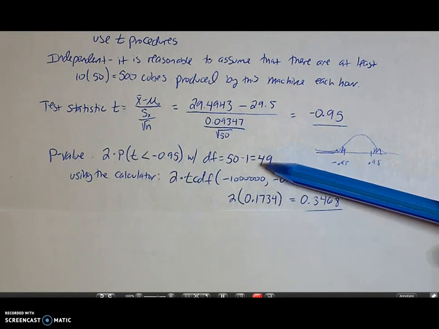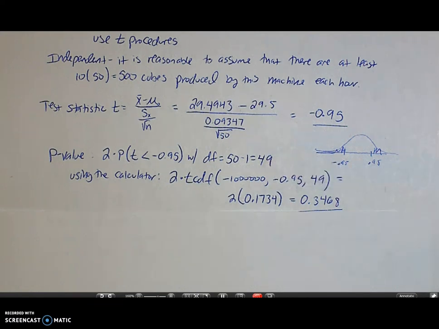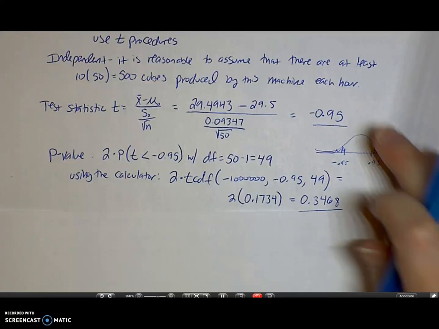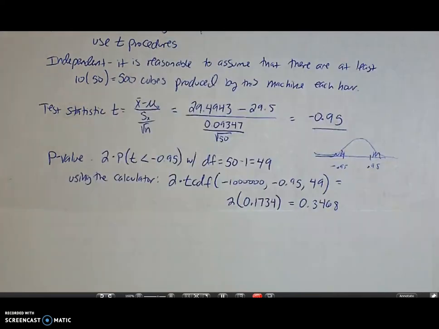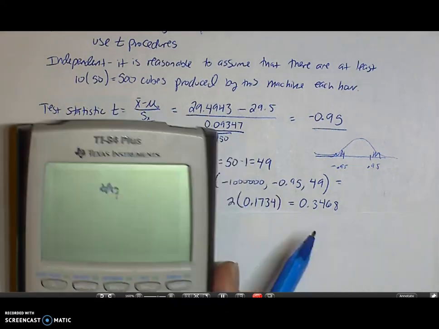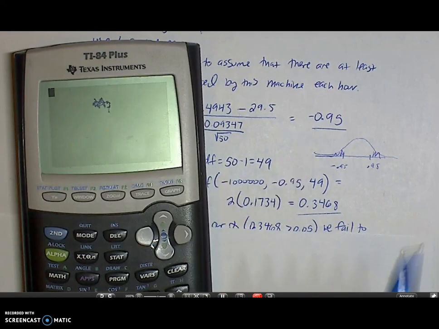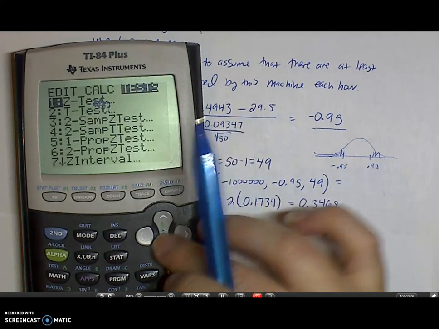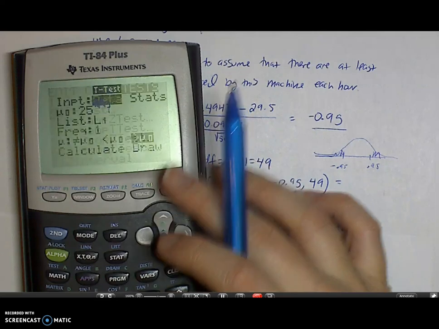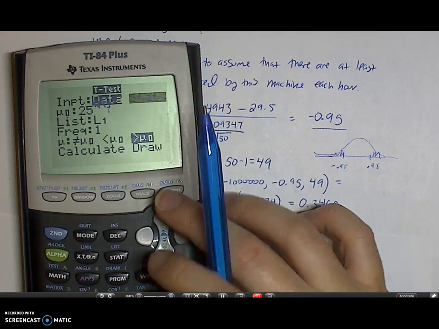Remember, degrees of freedom is always one less than your sample size. So my degrees of freedom here will be 49. So using your calculator to figure this out, double your value, and you get a p-value of 0.3468. You could have also done this in your calculator. So what this would have looked like in your calculator, if you go to Stat, over to Tests, this is a t-test. Now this is just stats. This is not the actual data.